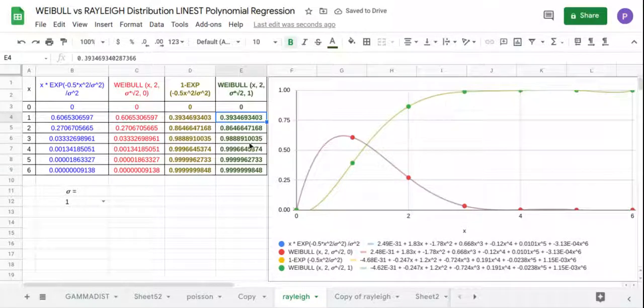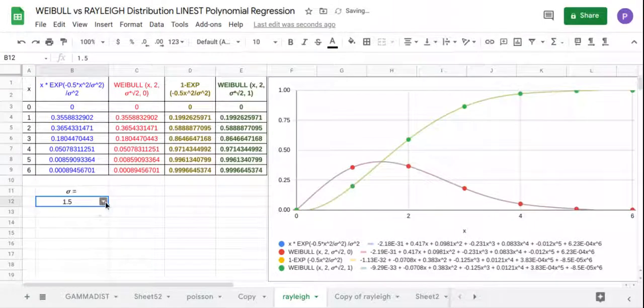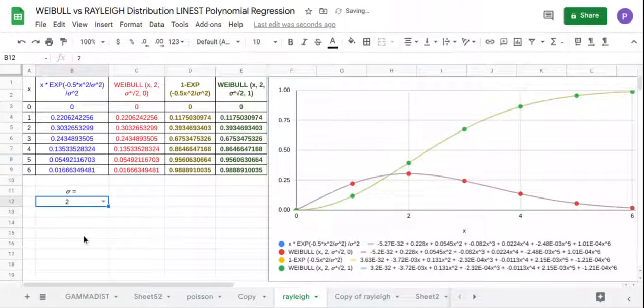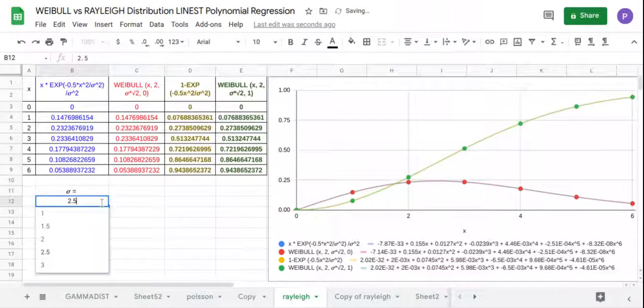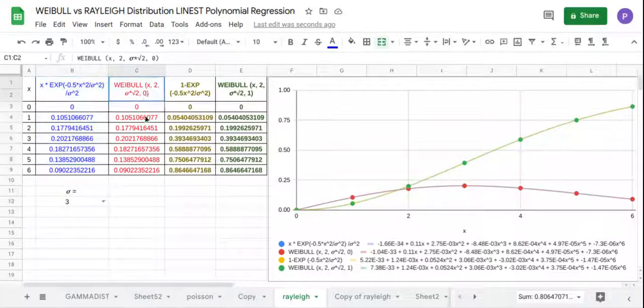Now they're all on the same trend line. Their data sets are exactly the same. So we started with 1, we can continue with 1.5, then 2, then 2.5, and 3. So this completes the use of array formula and data validation to generate the trendline and trendline polynomials of the Rayleigh distribution and the Weibull distribution.